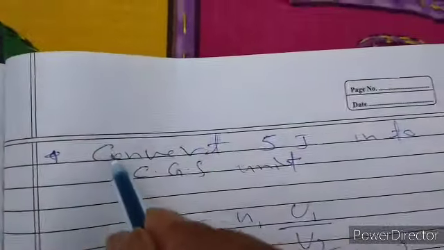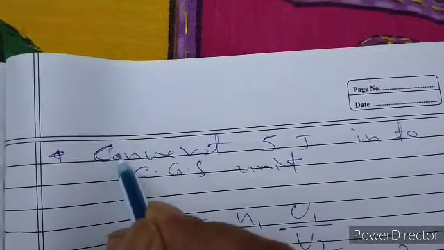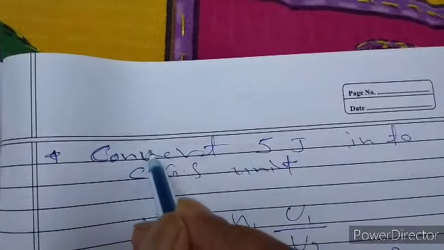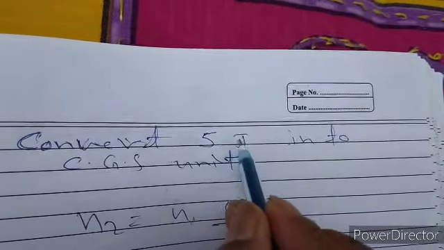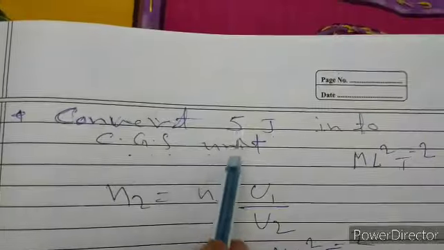Now another example I am taking. Convert 5 joule into CGS unit. Then n2 is equal to n1 u1 upon u2. Now see the dimensional formula of joule. Joule is energy, and for energy we have the dimensional formula M L square T minus 2. Then the numerical value 5 is given.